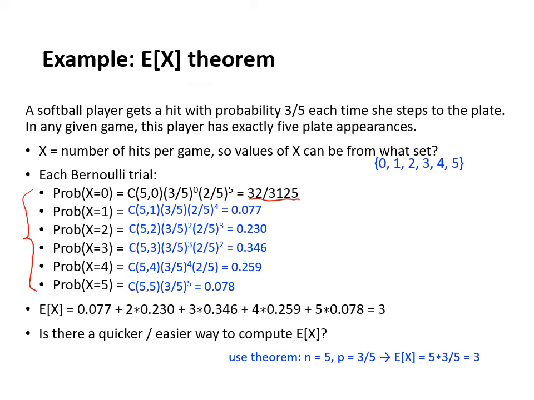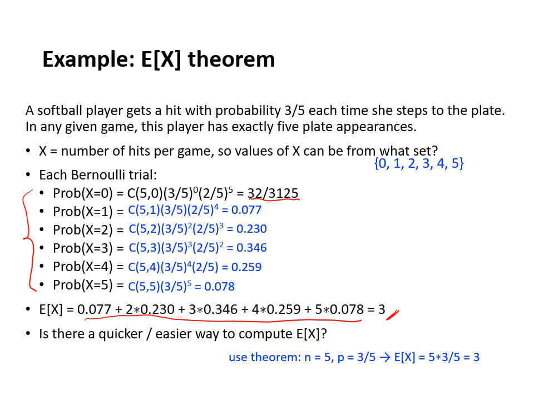And then, once we have that, we know how to compute the expectation for x: 0 times 32/3125, which is just 0, so it's not included here. And then 1 times 0.077 plus 2 times 0.230, and so on. And when we compute this expression, we get 3. Now clearly this was quite a lot of work. And now the question is, is there a quicker and easier way to compute E of x?